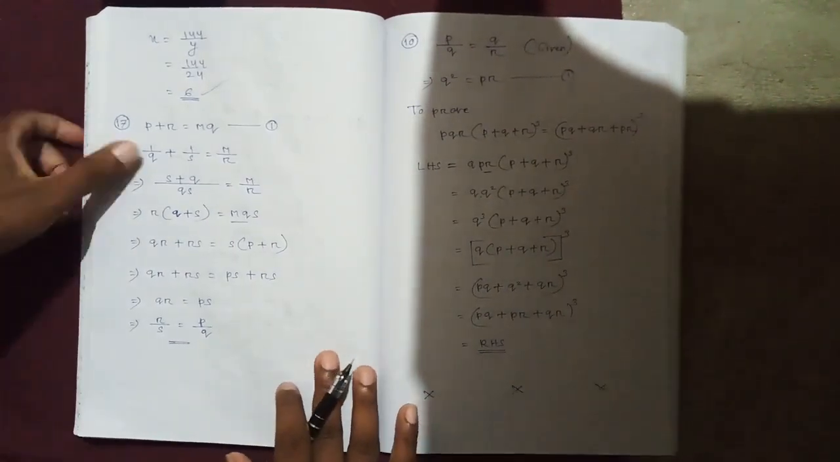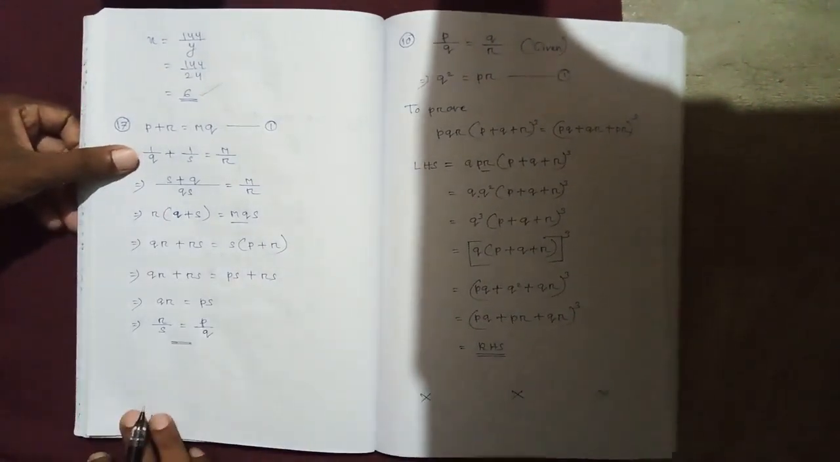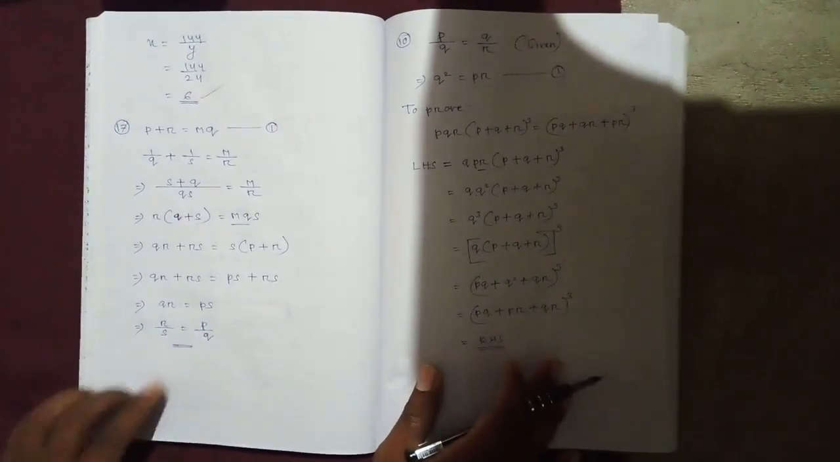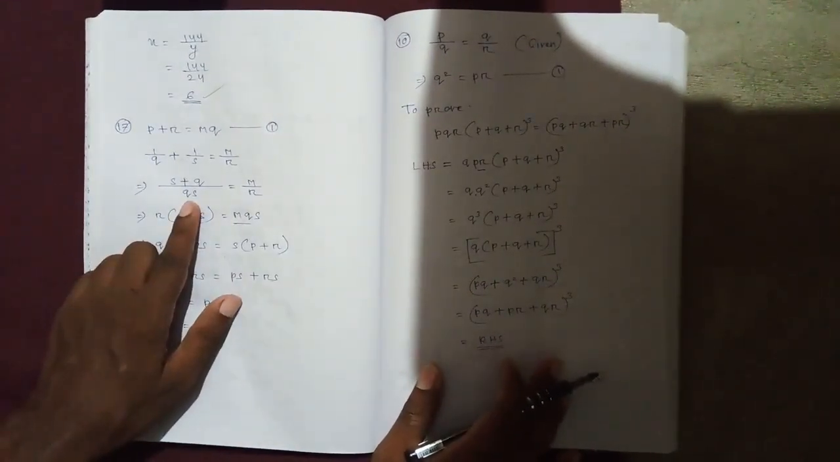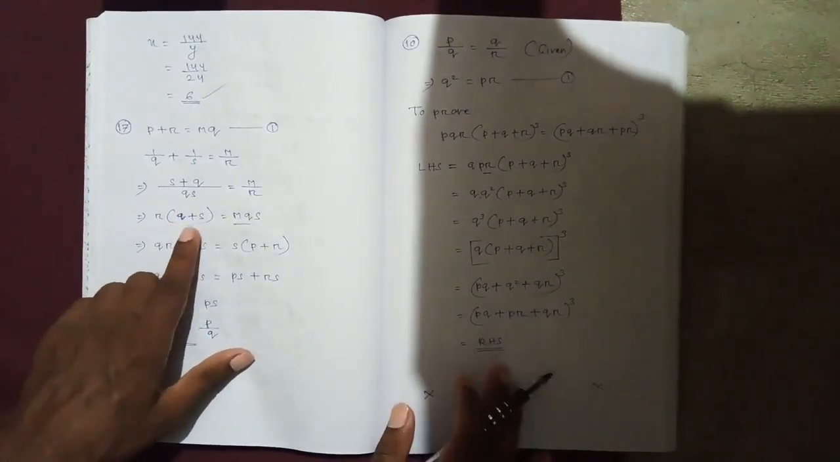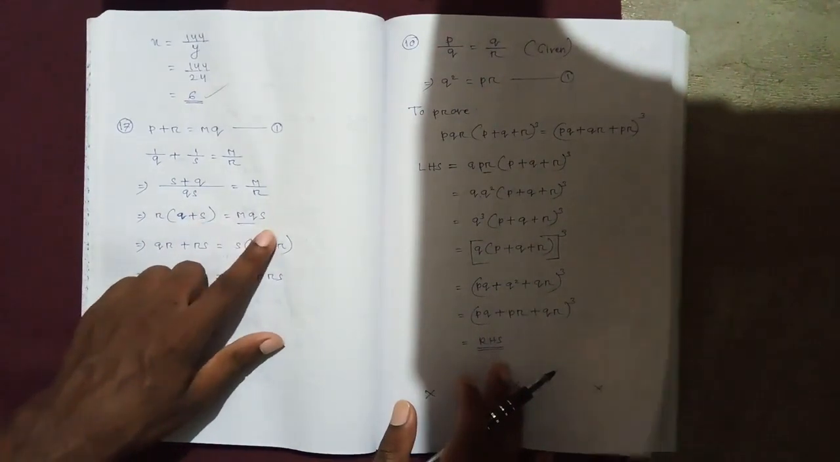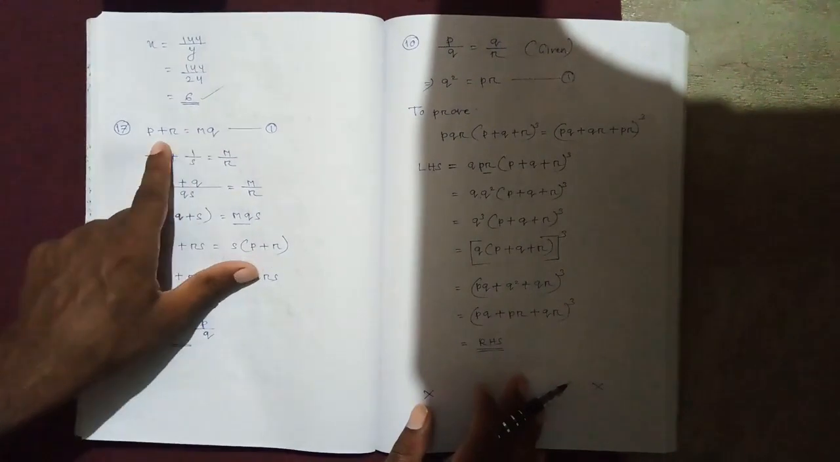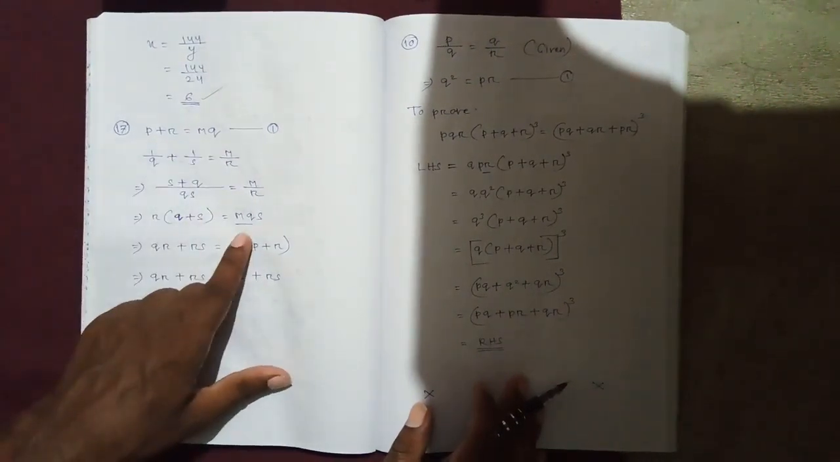Okay, so let us start from here. 1 by q plus 1 by s is equal to m by r. Take LCM. On taking LCM you will get qs, then the numerator will become s plus q, is equal to m by r. Then cross multiply: r into (q plus s) is equal to mqs. Now in place of mq we can put p plus r from equation 1.